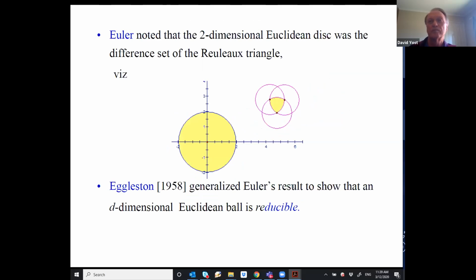Euler noted that the Euclidean disk is the difference set of the Reuleaux triangle. So the same picture, if I change the triangle to a Reuleaux triangle, the hexagon turns into, well, the Reuleaux hexagon is just a disk. And the same is true in higher dimensions, in 3 dimensions, in R^n in general, or R^d. The unit ball of Euclidean R^d is always reducible.